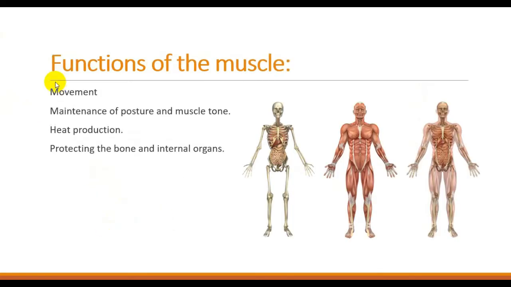Muscles have some functions. The first is movement, as they are connected with our bones, so they help us to move. Maintaining posture and muscle tone, like giving us a particular shape, and heat production are also functions of the muscles, along with protecting the bones and internal organs. Organs are protected by the bones, and bones and organs are both protected by muscles. Then skin protects all three of them: muscles, bones and organs.